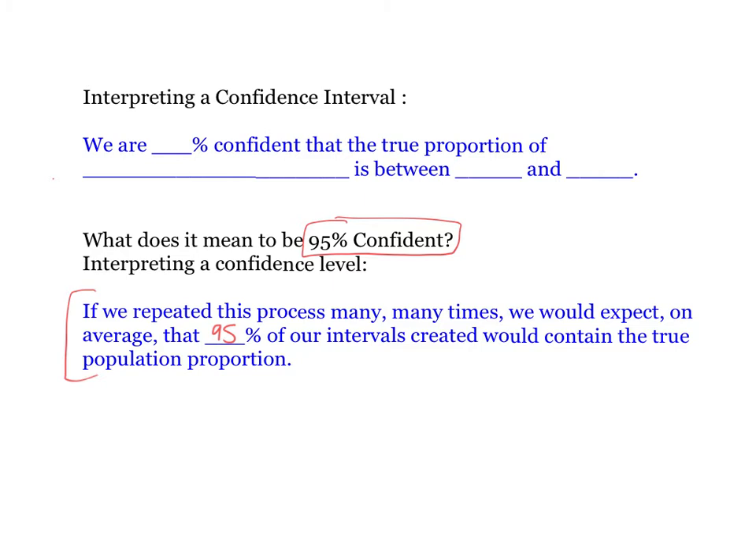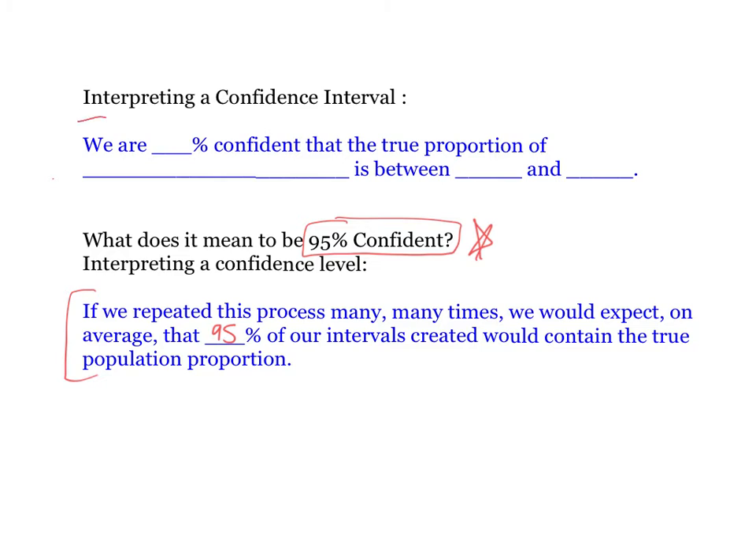Now, will that happen exactly every 100 times? No. Remember, this is a meta experiment. Think of doing millions of these intervals, and at that point, 95% of them would contain the true population proportion. So obviously, if we use 99% confidence, we would be more sure that we had captured the true proportion. And if we use 90% confidence, we would be less sure. But there are some trade-offs with that too, and we'll discuss that. 95% confident, though, is the usual value we're going to use.